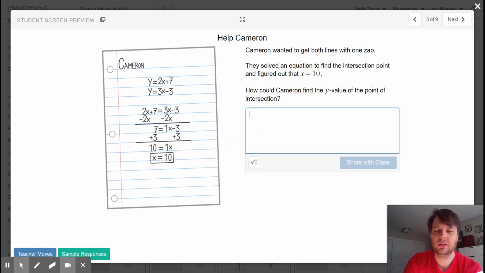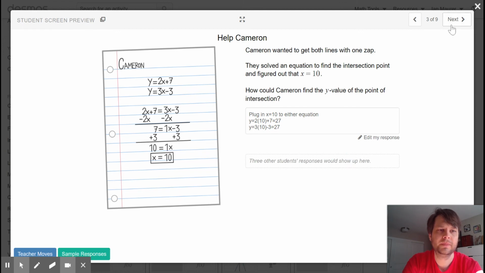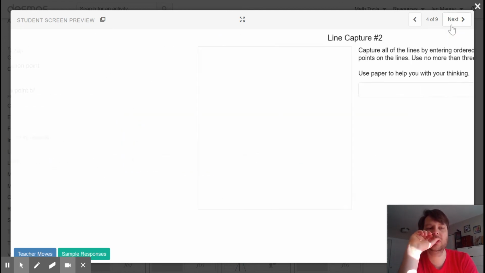Well, what can I do? I can plug in x equals 10 to either equation. Just like I showed you on the last slide, you can get 2 times 10 plus 7, or you could do 3 times 10 minus 3. Either equation that you use there, you'll get 27, like I just showed you on the last slide. Let's try one more slide together.